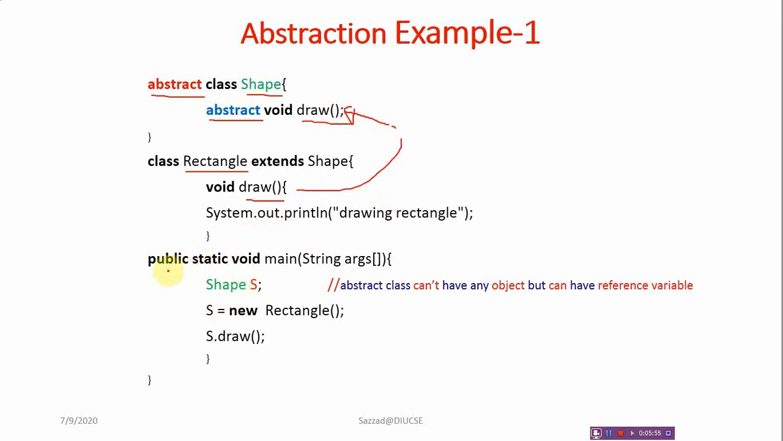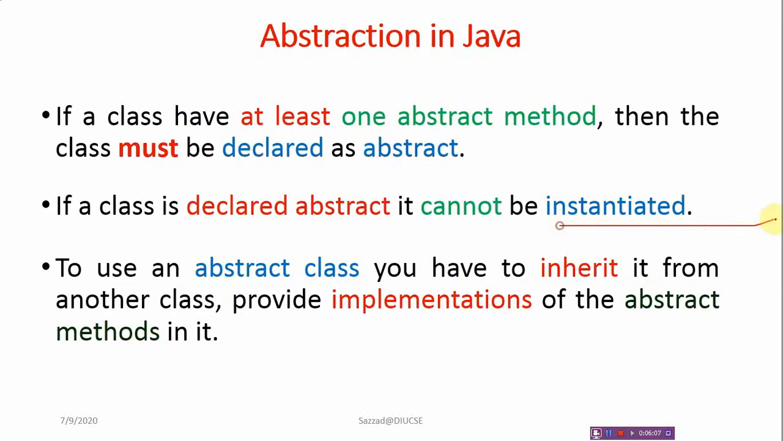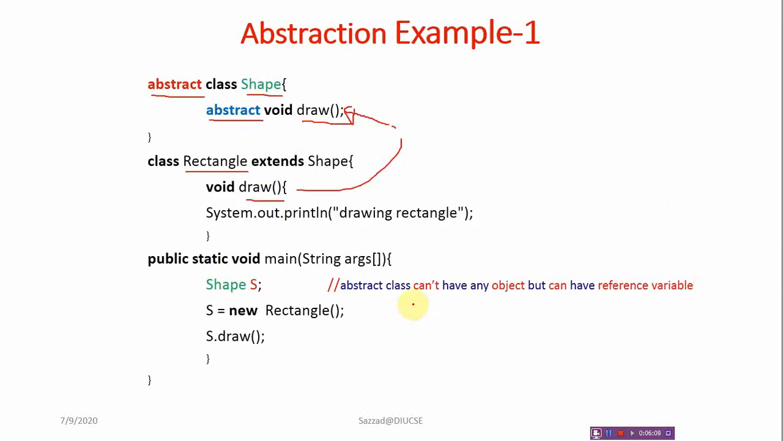And one more thing, in the main method you can see that an abstract class cannot have any object. We have seen that it cannot be instantiated, so that's why it cannot have an object, but it can have a reference variable.